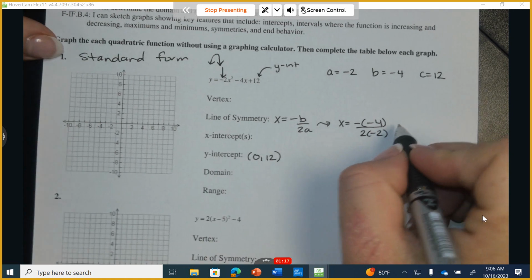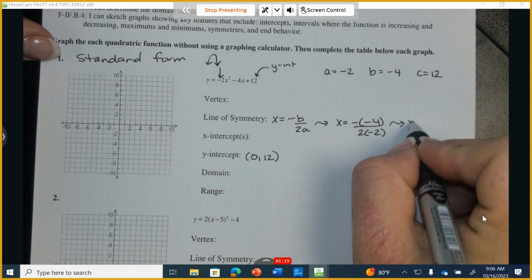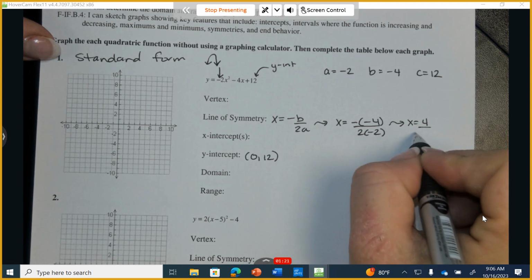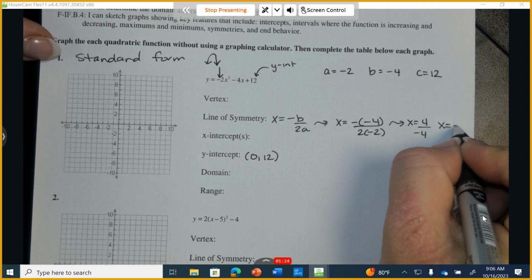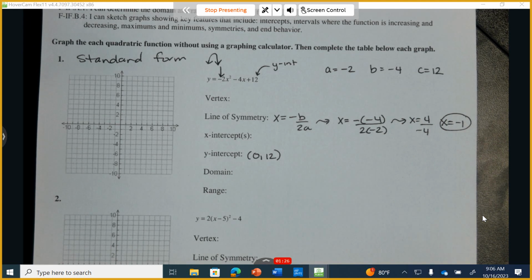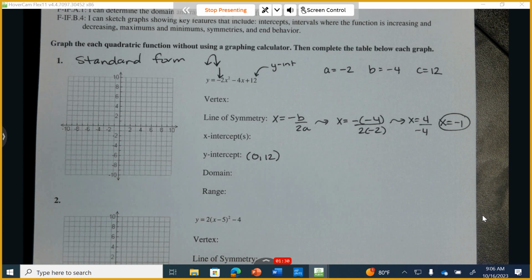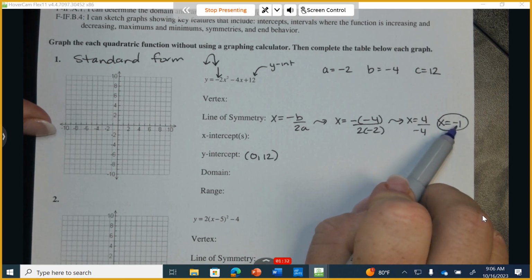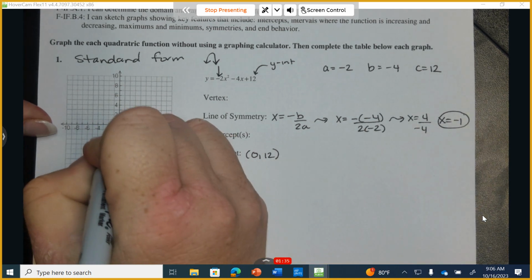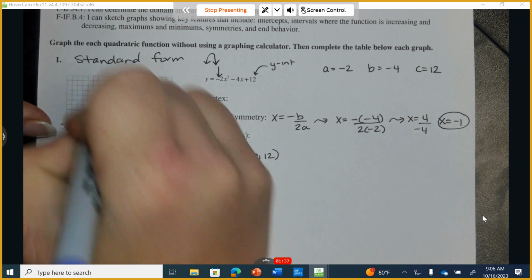Two negatives create a positive 4 over negative 4. So when I reduce, I end up with negative 1. This tells me what my axis of symmetry is. So I'm going to go on the x-axis to negative 1, and I'm going to make a dotted line going up and down.